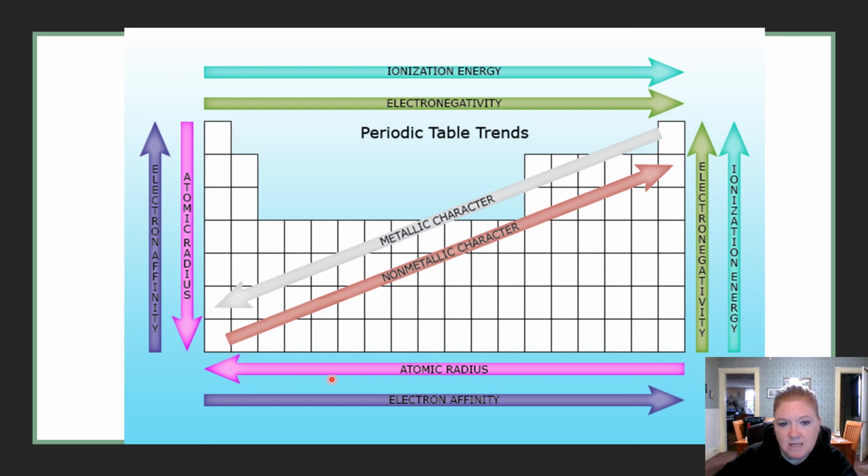Atomic radius is kind of the oddball, increasing the other way, and so are metallic and non-metallic character. So if you remember which side of the periodic table is metals and which is non-metals, this should be relatively easy to remember. Okay, so hopefully that makes sense, putting it together as one big picture.